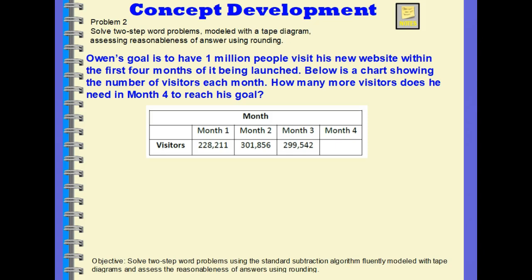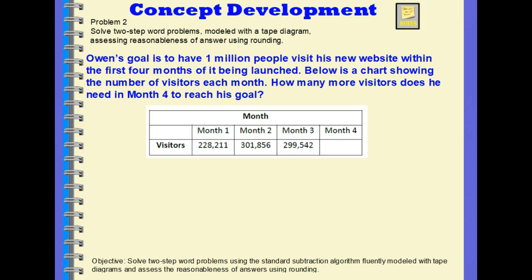Alright, Owen's goal is to have 1 million people visit his new website within the first 4 months of it being launched. Below is a chart showing the number of visitors each month. How many more visitors does he need in month 4 to reach his goal?